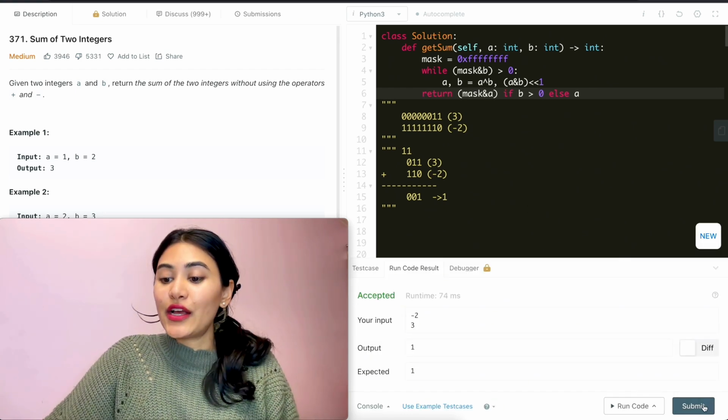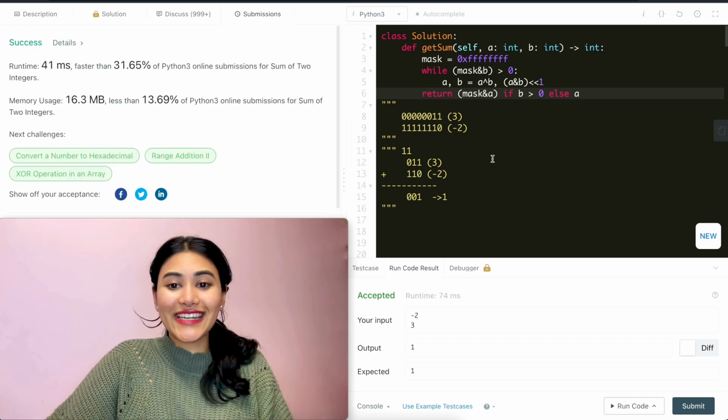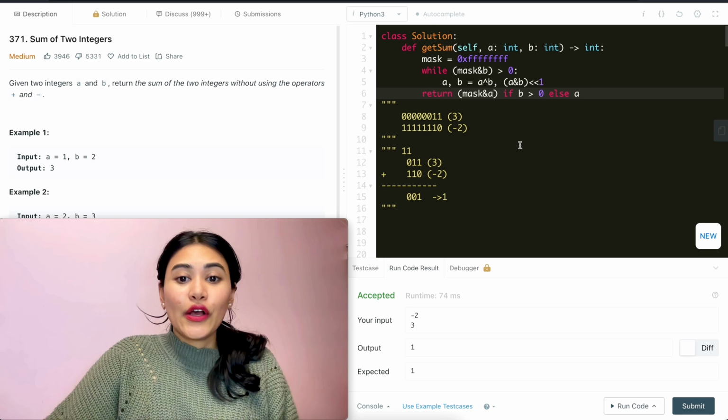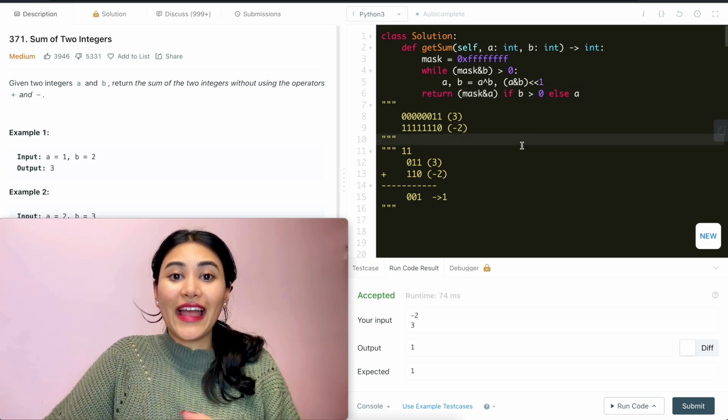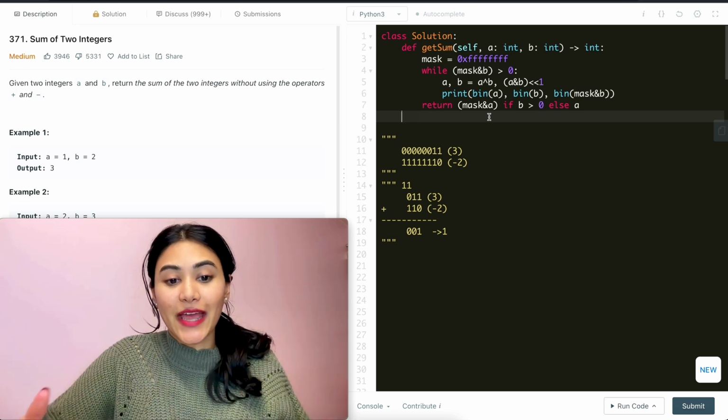And it's accepted. So now we can go ahead and submit this. And it is accepted as well. So before leaving, let's run through an example. Okay, for our example, let's use 1 and -1 and see how it goes line by line.